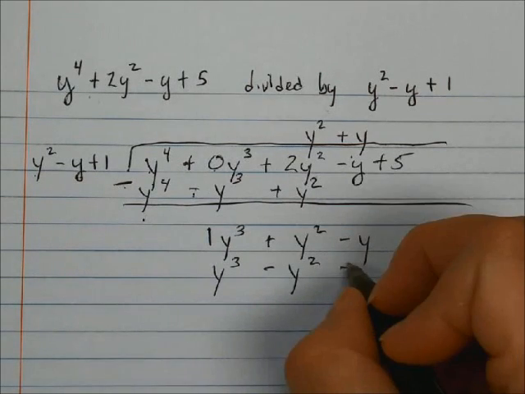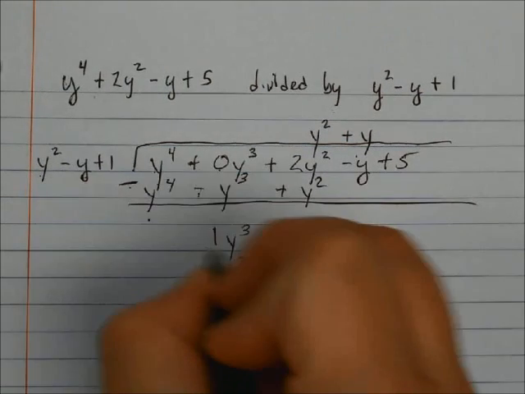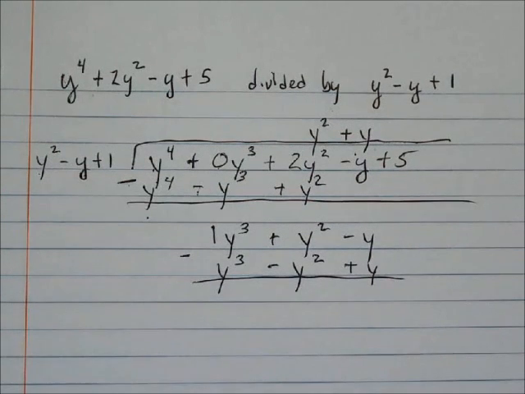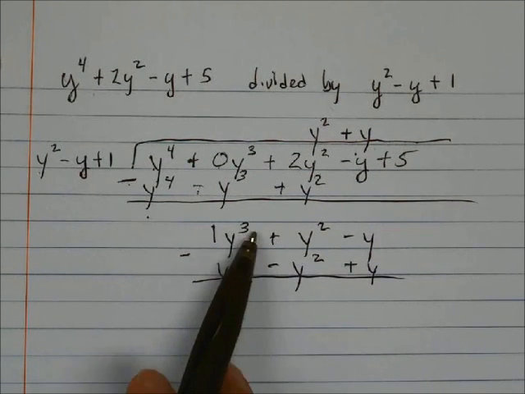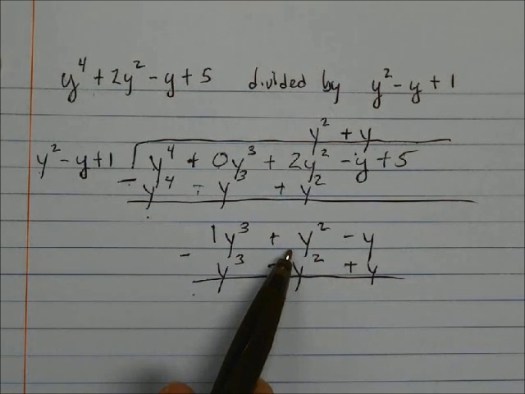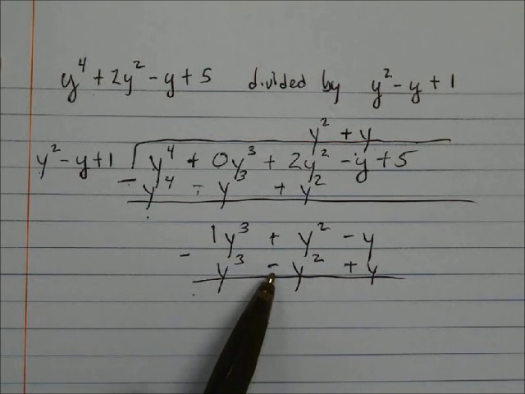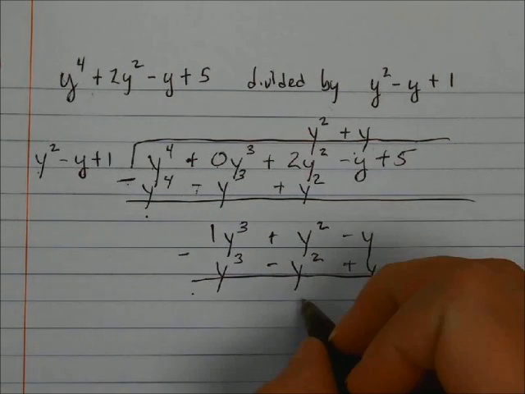1y cubed subtract 1y cubed cancels. Y squared subtract negative y squared. Minus a negative becomes plus a positive. So I get 2y squared. Negative y subtract y becomes negative 2y. Bring down the 5.